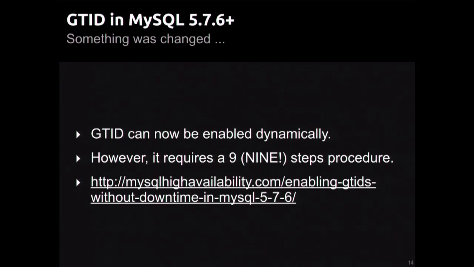In MySQL 5.7, you can enable GTID dynamically. So if you have a running server and you say, I want to enable GTID without stopping the server, you can do that. It requires a long procedure, so there are 9 steps. You have to read the manual and follow the steps one by one. It works. I wish there was just a button to say GTID, yes, no, but it's not that simple.